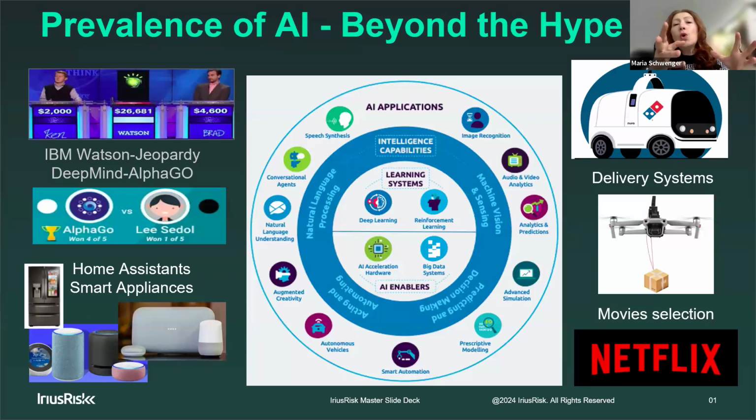Now, this is the general, narrow, regular AI, whatever you'd like to call it. But there's no doubt today that it's beyond the hype. Doesn't matter if this is IBM Watson winning Jeopardy, or AlphaGo defeating Lee Sedol on the game of Go, or Netflix that recommends our movies, or the new delivery systems for pizza parcels, or even your home assistants or smart appliances that drive you crazy, right? If you take a look into the square in the middle, these are all AI applications with all of the AI intelligent capabilities we are building, learning systems and AI enables, and they are currently part of your life.